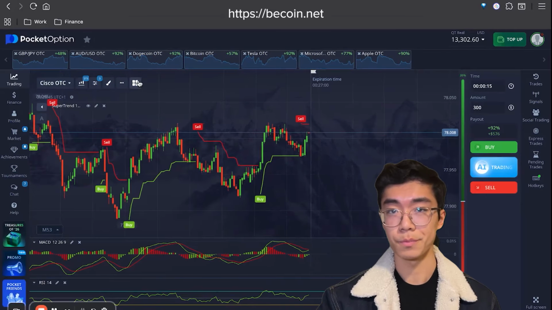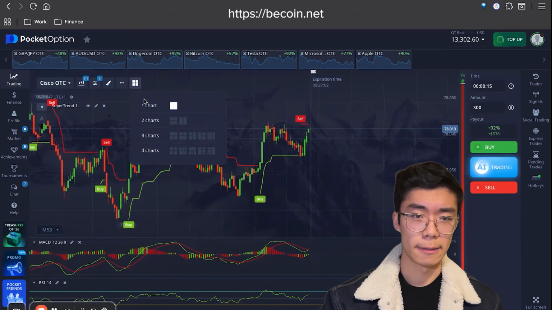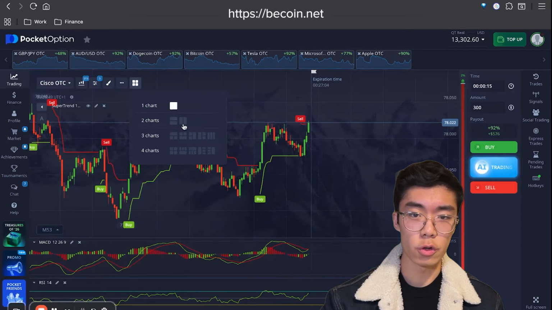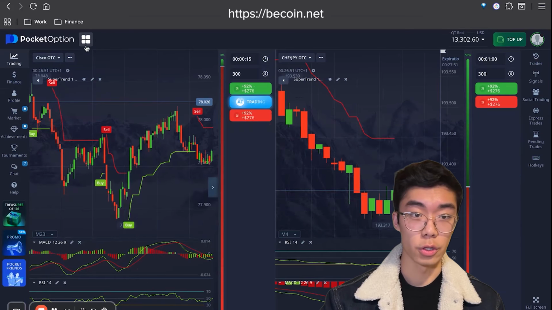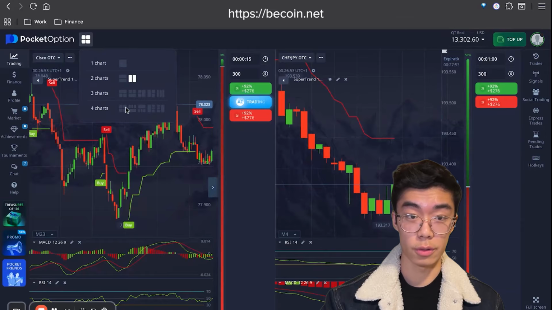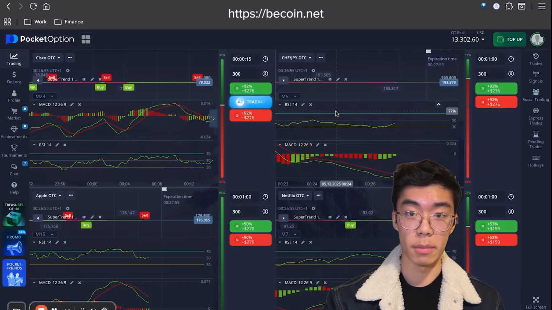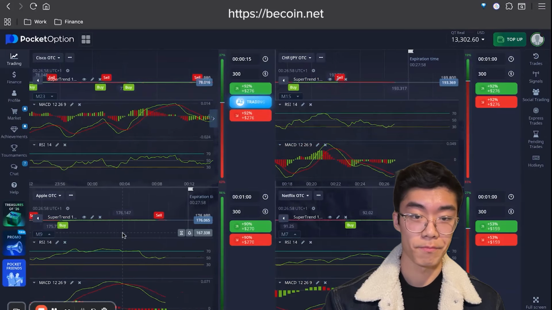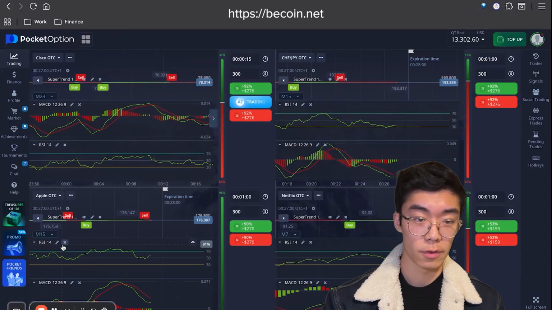You can also, if you want, go to multiple charts. So you can choose 2 charts, right? You can also choose 4 charts. So 4 charts is if you want to see many different assets at the same time. Okay. So for example, here, Apple.